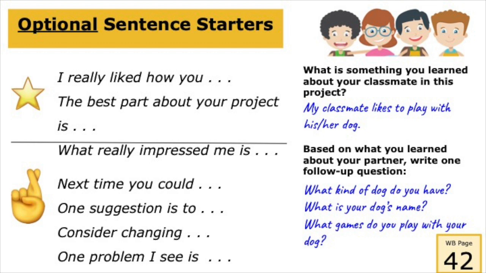So these are the optional sentence starters: "I really liked," "the best part of your project is," "what really impressed me is." You can encourage them to use these, but they don't have to as they answer the two questions. What's something you learned about your classmate in this project? And based on what you learned about your partner, maybe you can ask a follow up question. So these are all extras that are in their workbook for this project in particular.